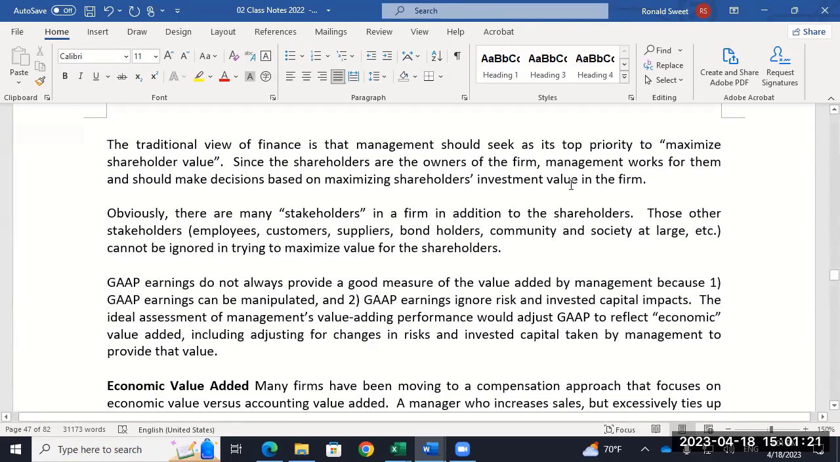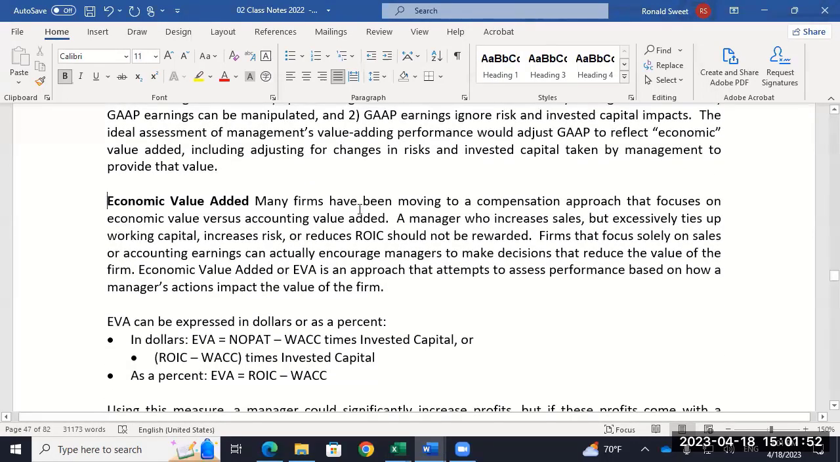So how do you measure this? Well, GAAP earnings is one way to do it, but what economic value added says is GAAP earnings doesn't capture everything. First of all, GAAP earnings can be manipulated. GAAP earnings ignores risk and cost of capital requirements. So what economic value added is trying to do is take GAAP earnings and adjust it to bring in all these other economic things. We want to measure management on what's truly important. So economic value added, many firms are using EVA to compensate management.